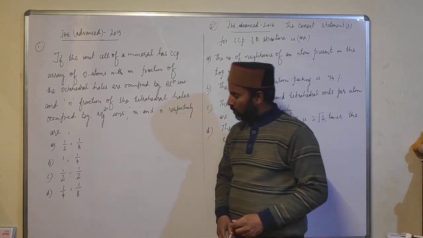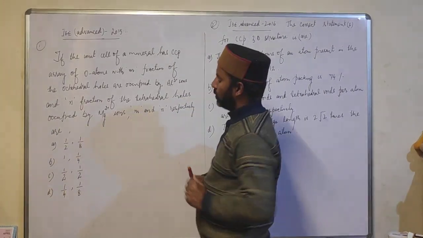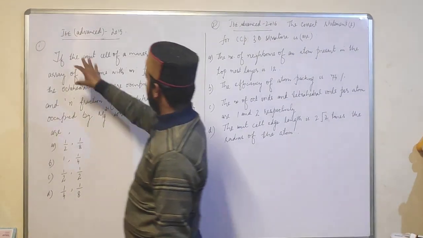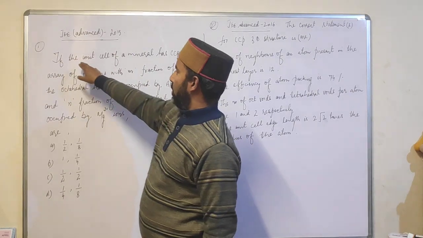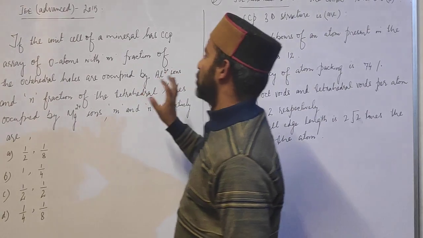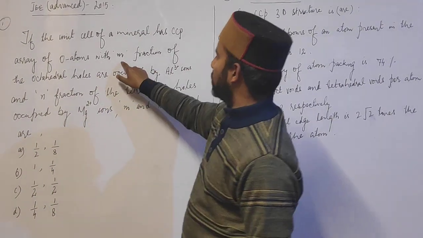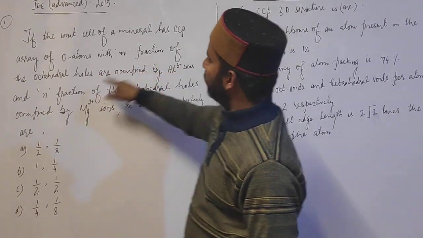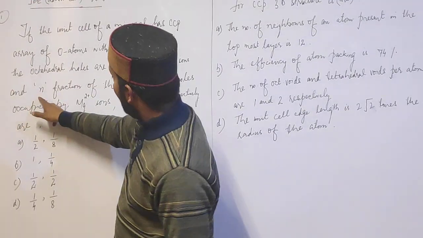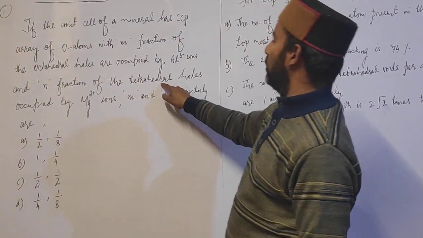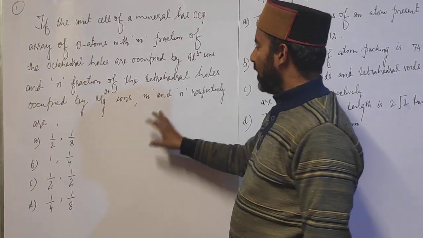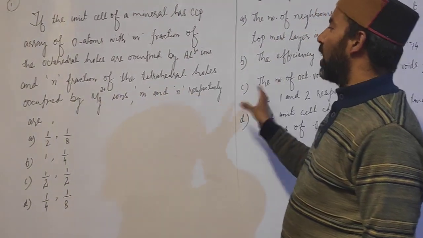Students, now we will discuss some questions from JEE Advanced level exam. So first question is, if the unit cell of a mineral has CCP array of oxygen atoms with m fraction, so mth fraction of the octahedral voids are occupied by aluminium ions and n fraction of the tetrahedral holes occupied by magnesium ions, then m and n respectively are.